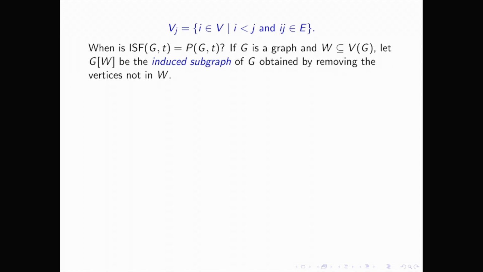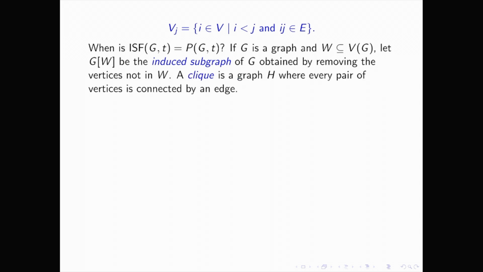So if I've got a subset of vertices of a graph, G brackets W will be the induced subgraph. That means I remove all the vertices not in W and their adjacent edges, and we just look at what remains. And then a clique in a graph, or sometimes called a complete subgraph, is just a subgraph where every pair of vertices in the subgraph is connected by an edge.